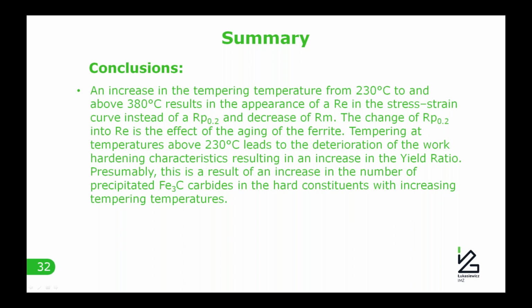Tempering at temperatures above 230 centigrade leads to the deterioration of the work hardening characteristics, resulting in an increase in the yield ratio. Presumably, this is a result of an increase in the number of precipitated cementite carbides in the hard constituents with increasing tempering temperatures.